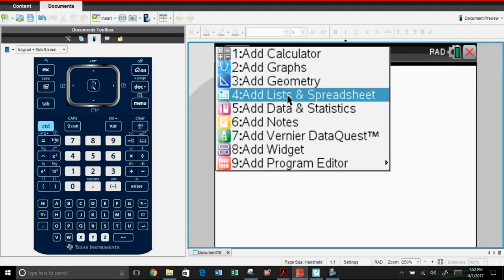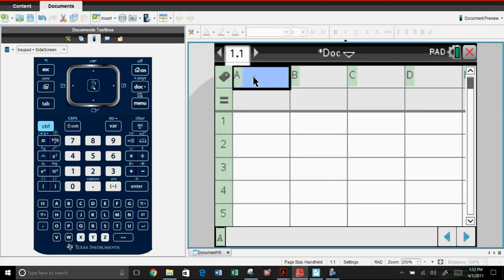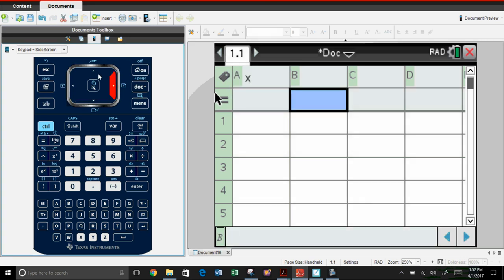Okay, we're doing LNS, lists and spreadsheets. So first column, we have to make sure we label that as X, and then on the second column, we are going to label that as Y. Alright, so now we're ready to enter our numbers. Our first value for X was -2. The next X was 6.